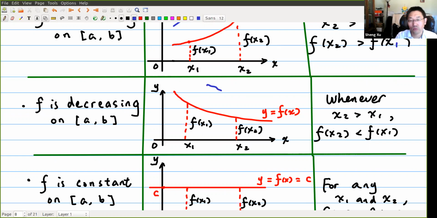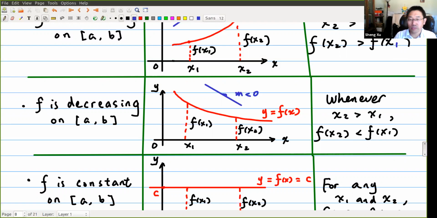It's falling. If we have a straight line, it is falling. That means the slope now is less than zero, right? Like that. So whenever x2 is greater than x1 in that interval, f(x2) is less than f(x1).